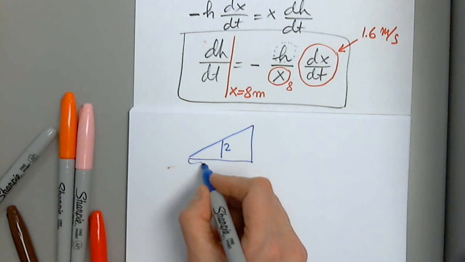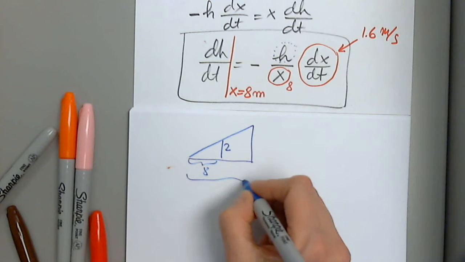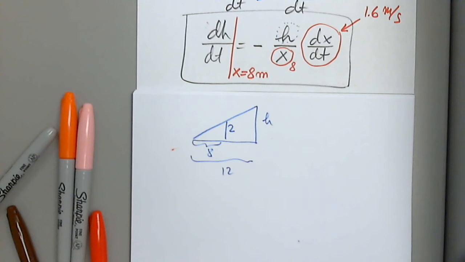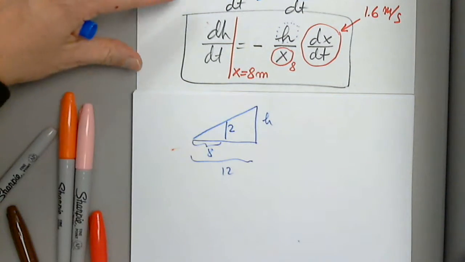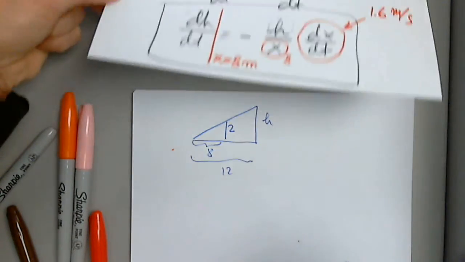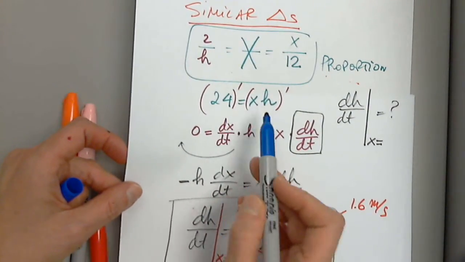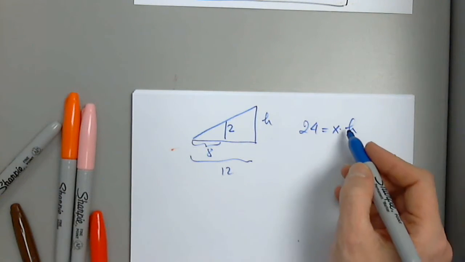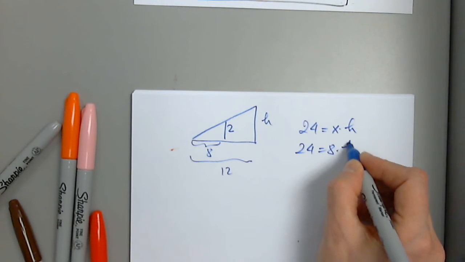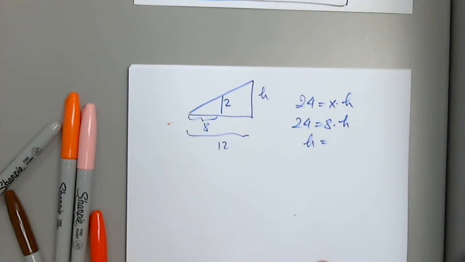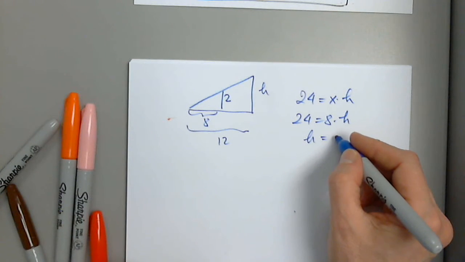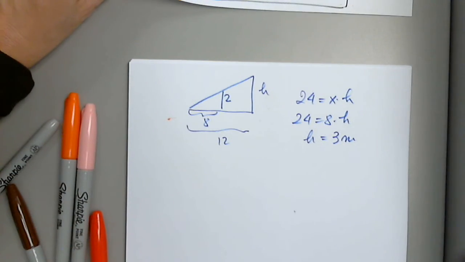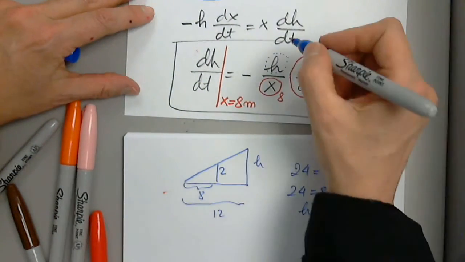This is now 8. This is 12. And this is h. In other words, I don't have to go that far. I have the relationship. 24 equals x times h. When x is 8, how much is h? 3, right? 3 meters. So I have that too. And I can go back and replace this by 3.